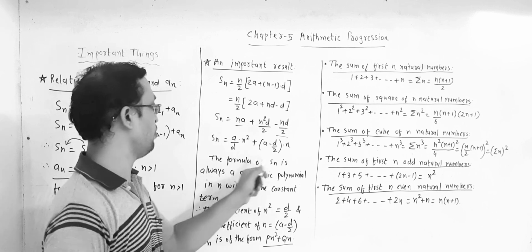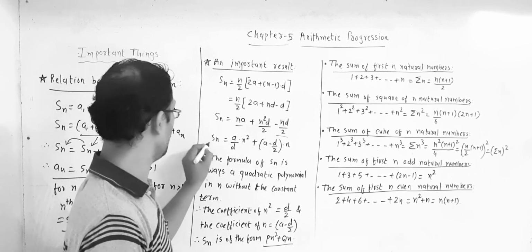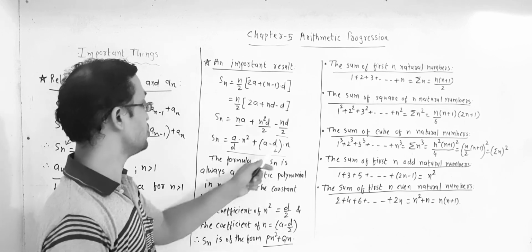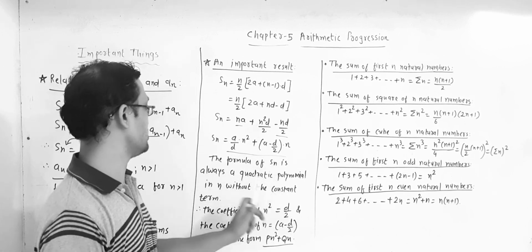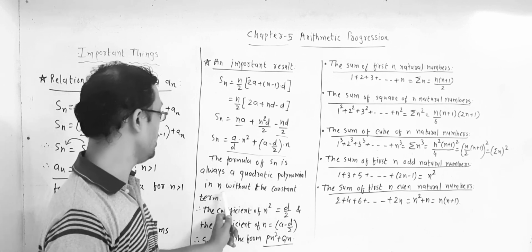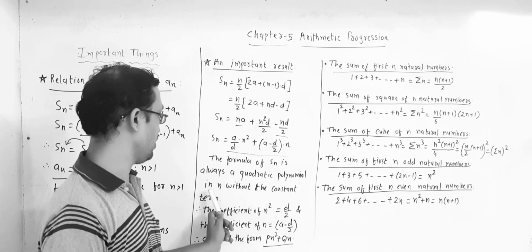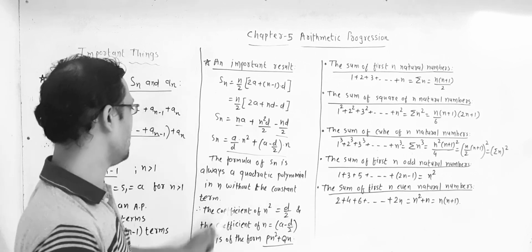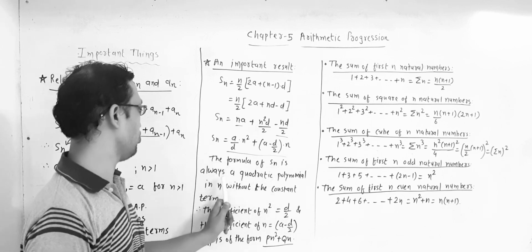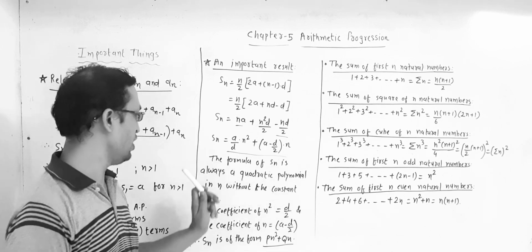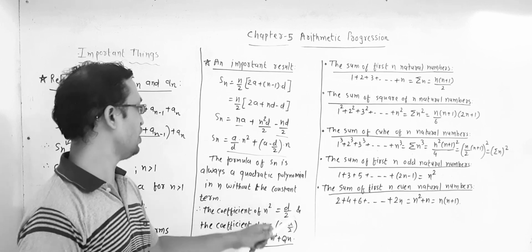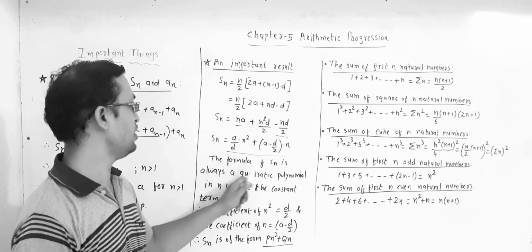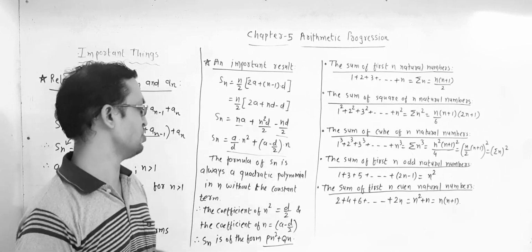Therefore Sn is in the form of a quadratic equation. There is no constant term. You remember this: Sn is always a quadratic polynomial in n without the constant term. The coefficient of n square is D by 2, and the coefficient of n is A minus D by 2.